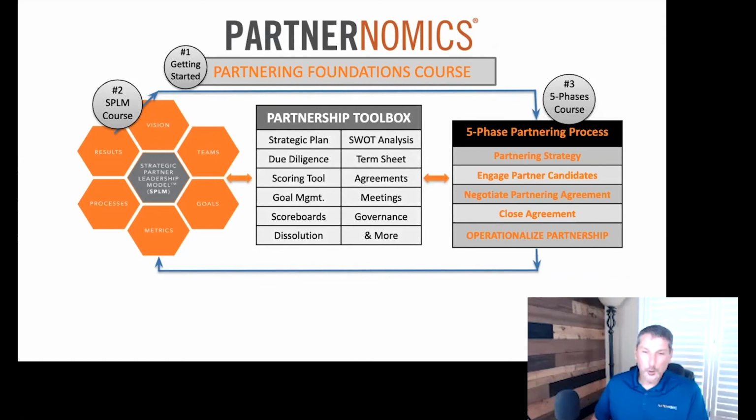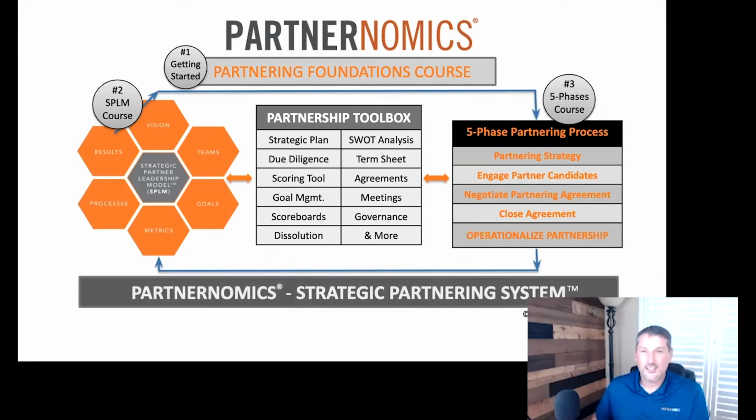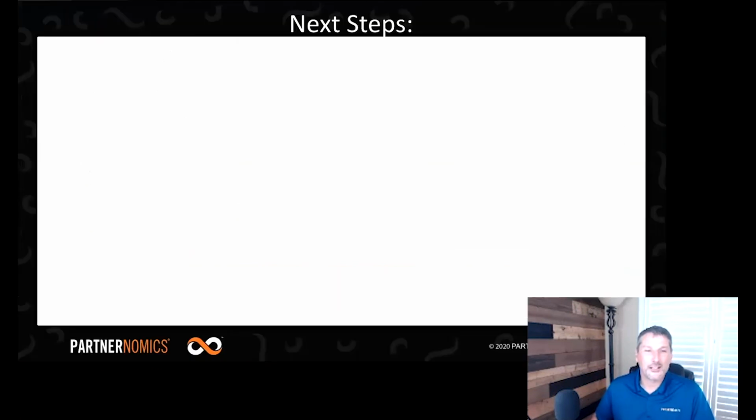So it's a big toolbox. This is just 12 different components that we share in there. But there's literally dozens of different tools that come in the full Partnernomics system that companies can utilize to significantly help them create more profitable partnerships. The full system, we just call it the strategic partnering system that we brought here from Partnernomics.